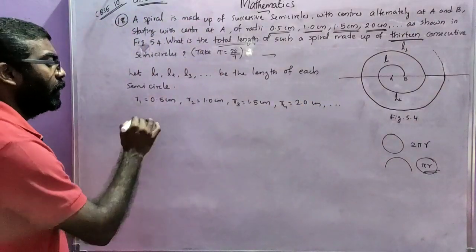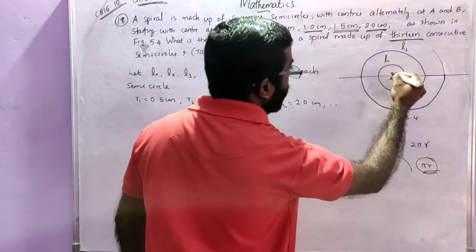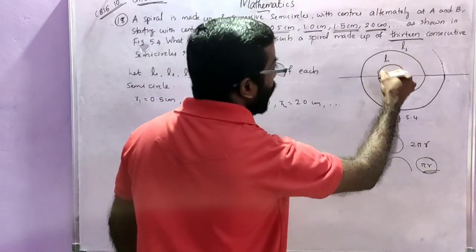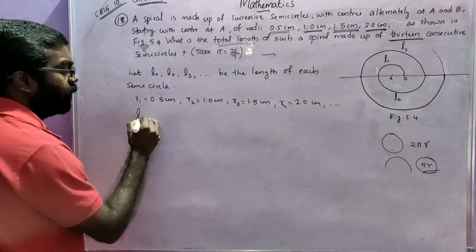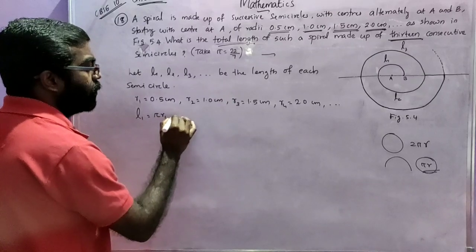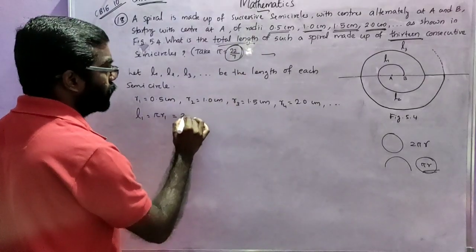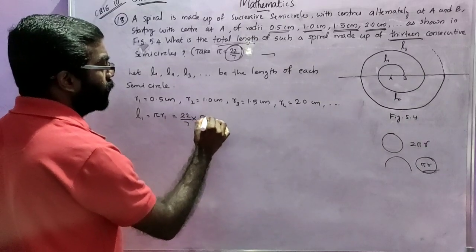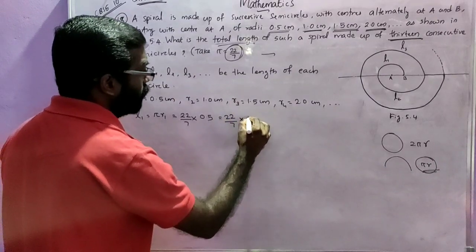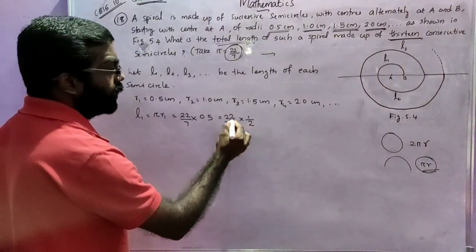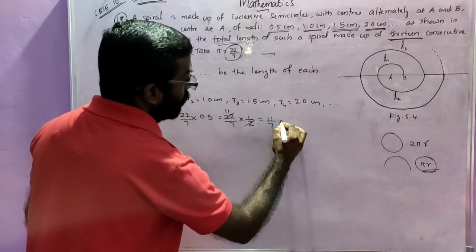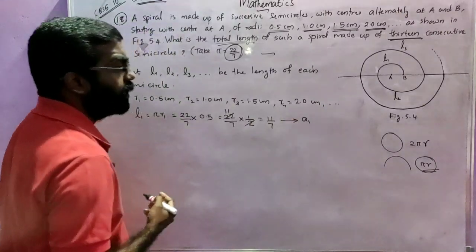Okay. Now we can find the length of the first semicircle, that means the semicircle centered at A. We take it as L1. So L1 is equal to, we know the formula pi r, so here pi r1. Pi value given as 22 by 7. So 22 by 7 into r1, which is 0.5, and 0.5 we can rewrite as 1 by 2. This 2 and 22 we can cancel. We get 11 by 7. And consider this as A1, the first term.